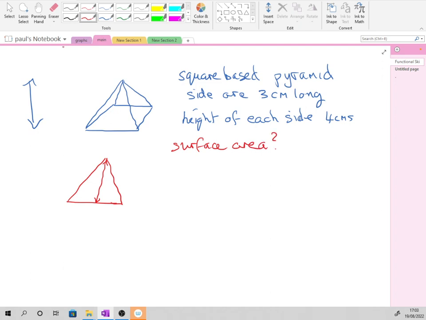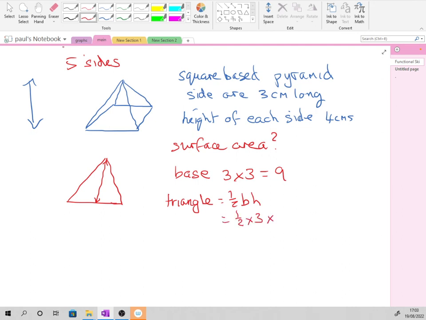So what's the surface area? So remember that we've got the base and 4 sides. So we've got five sides to work out. So the base is just going to be 3 times 3, which equals 9. And the triangle bit is equal to half base height. Now the base of a triangle is 3, so it's a half times 3 times the height. What did I say that was? 4. So 3 4s are 12. Half of 12 is 6 centimeters squared.